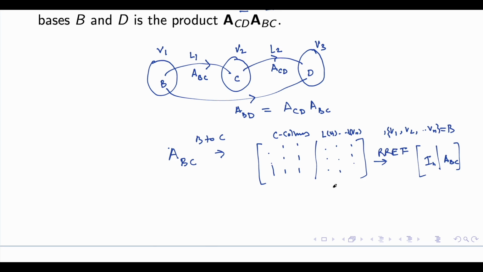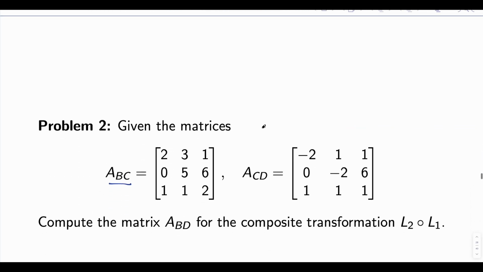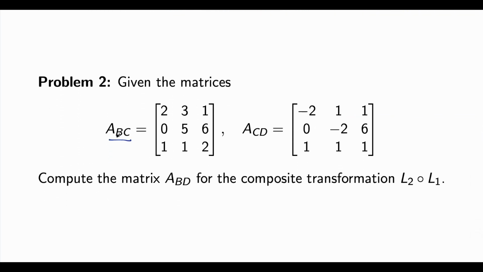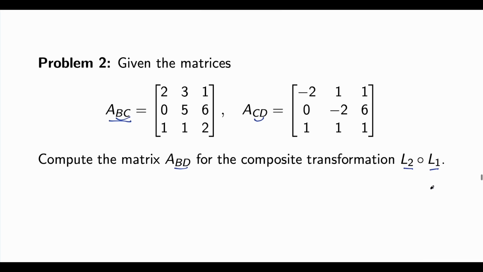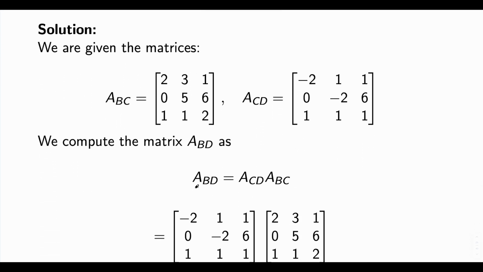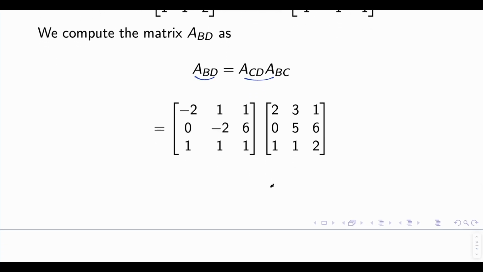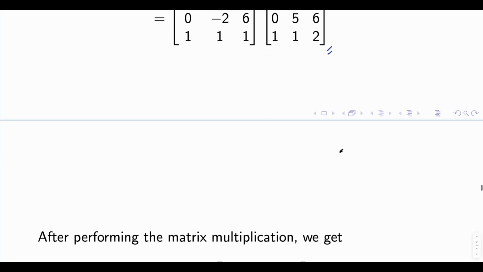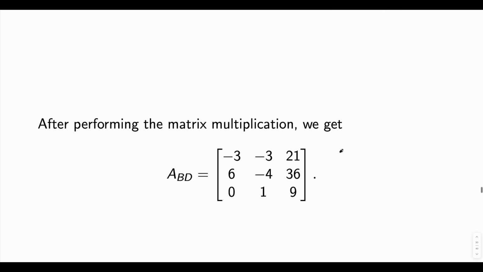Okay, so here rather than giving all the calculations, I'm just going to use how the theorem works. So I am going to give you the A_BC matrix and the A_CD matrix. Now I want to compute A from B to D, which is the composition transformation L = L2 composition L1. That is nothing but this, because the matrices are given. So A_BD is nothing but the product of these two transition matrices, right? When you do the product, you will get this matrix.